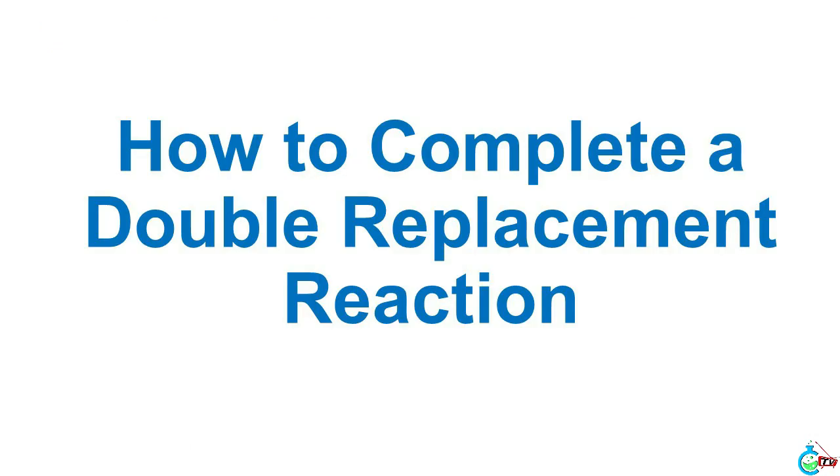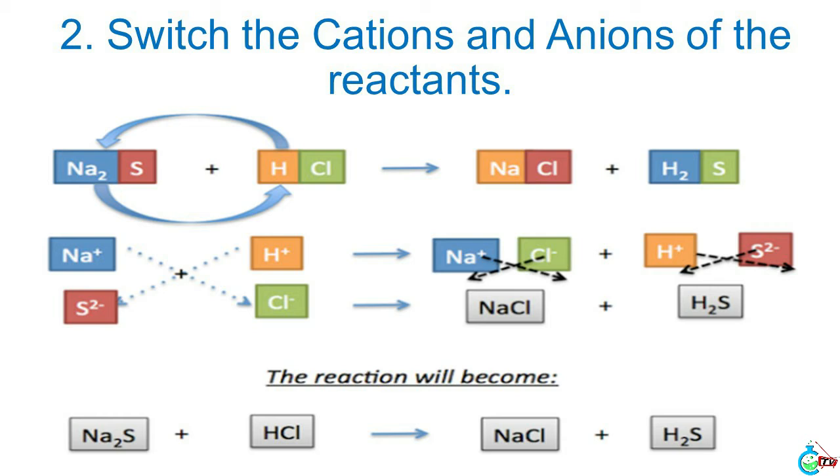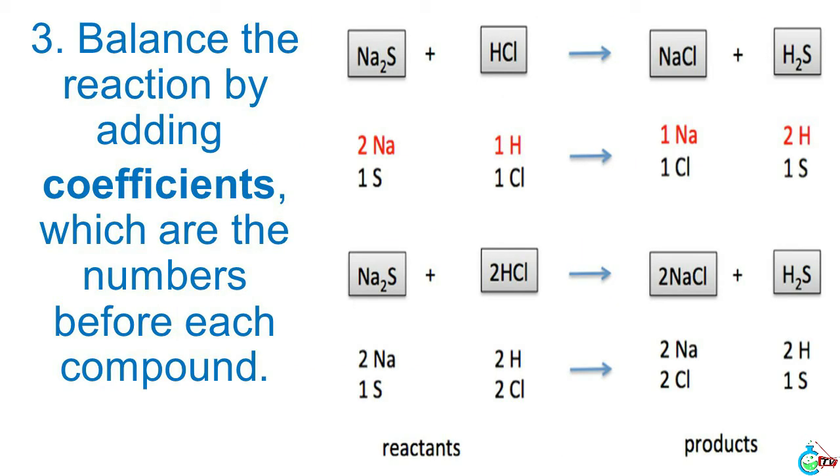How to complete a double replacement reaction. 1. Identify the individual ions from the reactants and their charges. 2. Switch the cations and anions of the reactants. 3. Balance the reaction by adding coefficients, which are the numbers before each compound.